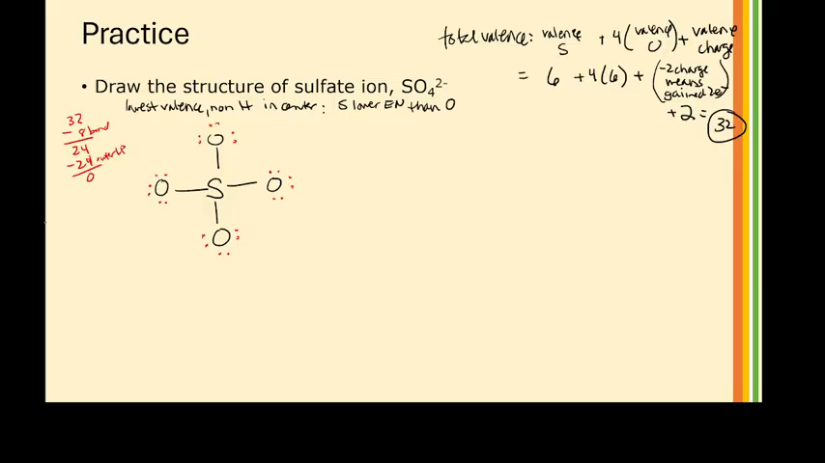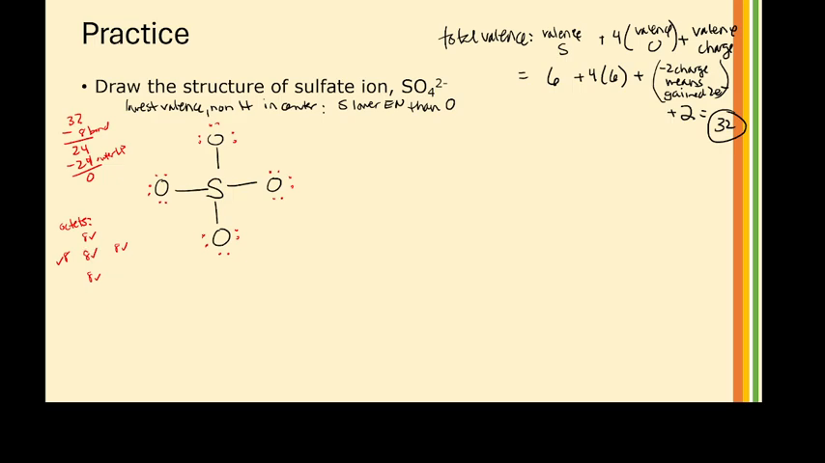Let's check octets. I'm just going to put them up here. 2, 4, 6, 8. We have 8 on the top. 2, 4, 6, 8, 8 on the left. 2, 4, 6, 8, 8 on the bottom. 2, 4, 6, 8, 8 on the right. And in the center, 2, 4, 6, 8. So I have a happy structure.